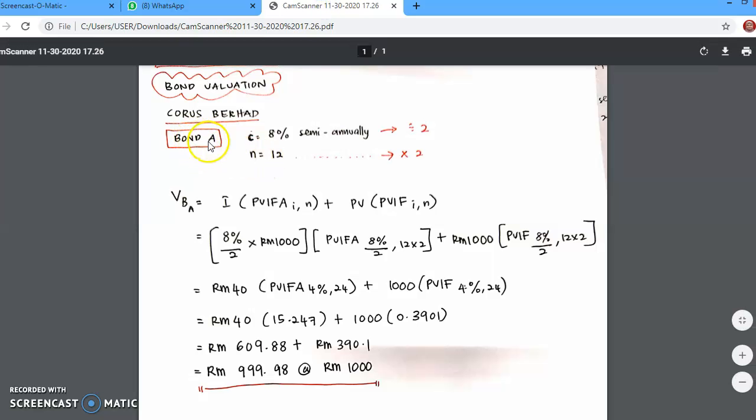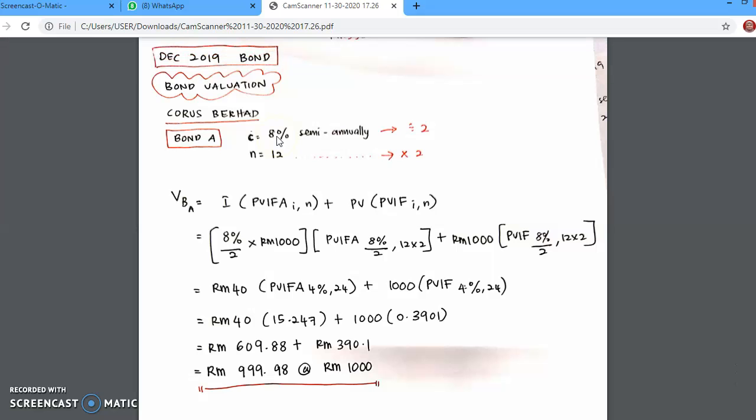Okay. So, since bond A for Chorus Berhad, the coupon rate is being paid 8% semi-annually. So, it means that you have to divide this coupon payment or coupon rate by 2. Why? Because it is paid twice a year. So, this 8%, we are going to divide it by 2. N equal to 12.